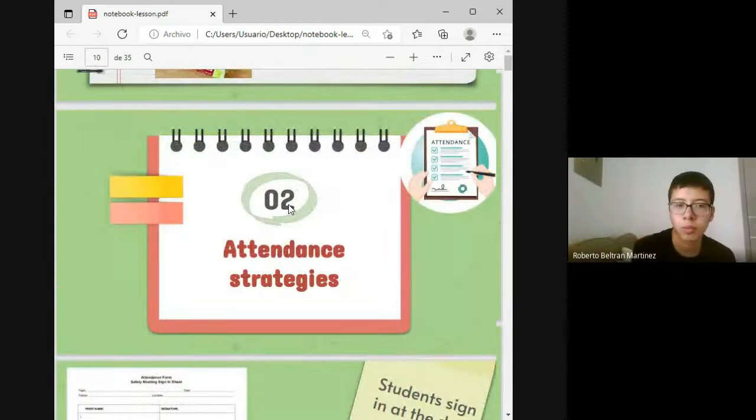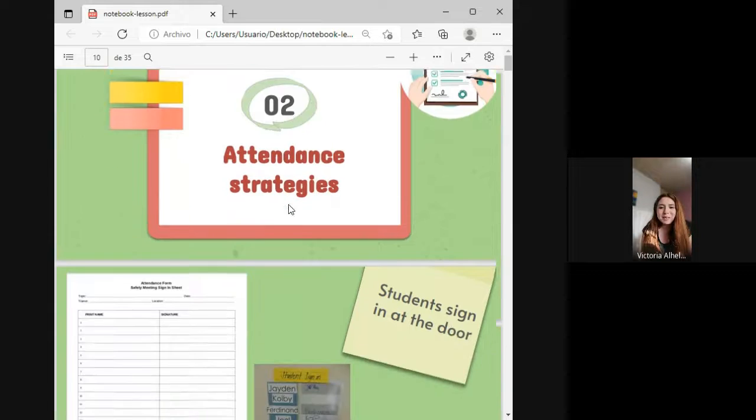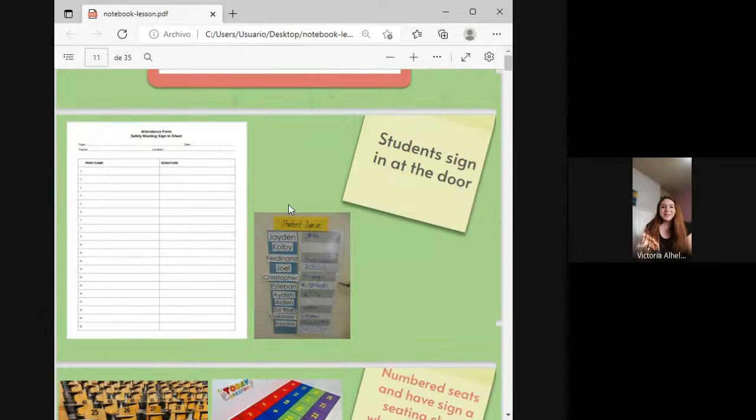And now we have some attendance strategies. The first one is that the students sign in at the door. If you have attendance lists, you can have them in your classrooms, and the student is going to sign their names if they are there. And if there are kids, they can put a sign or write if they know how to write.